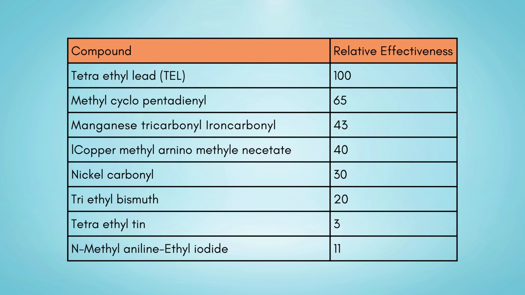Copper methyl has an effectiveness of 40. Nickel carbonyl has an effectiveness of 30. Triethyl bismuth has an effectiveness of 20. Tetraethyl has an effectiveness of 3. And N-methyl ethylene has an effectiveness of 11.